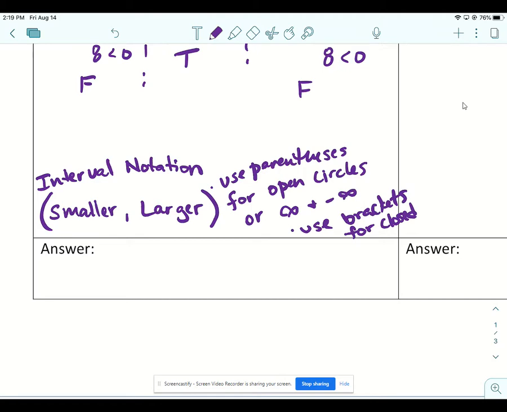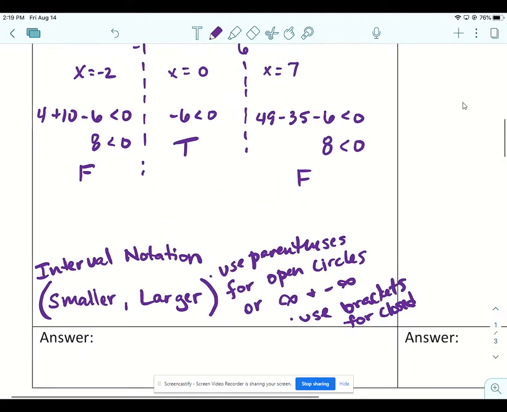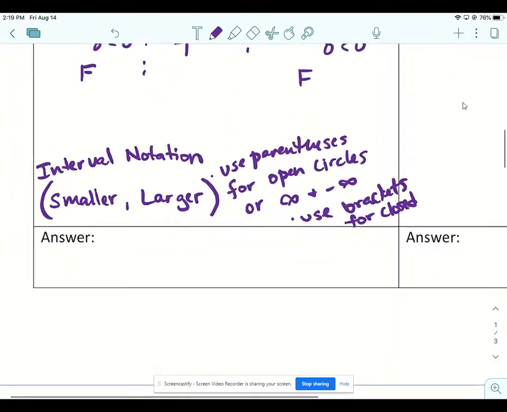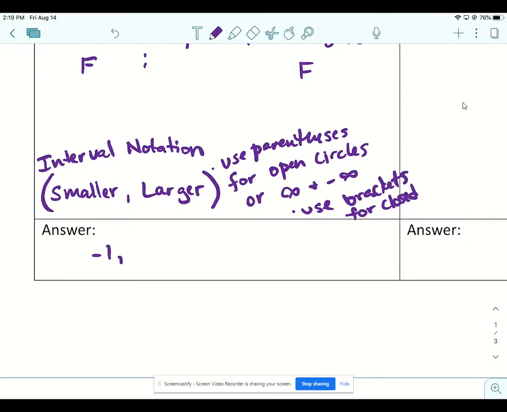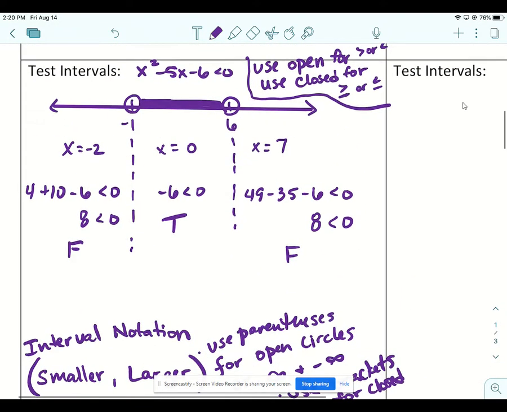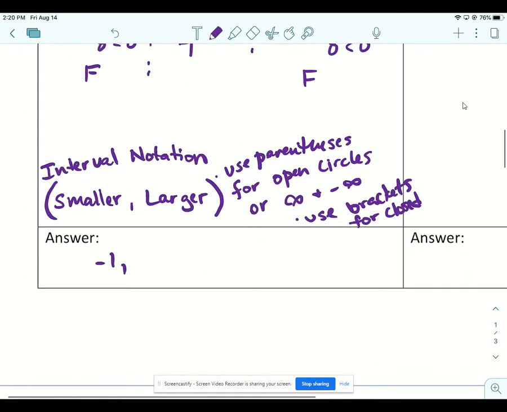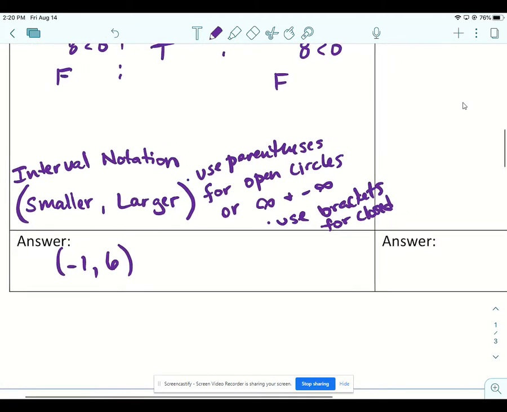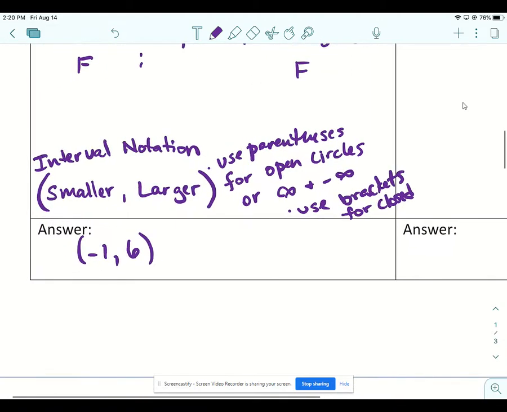Okay, so the smallest number in the solution set is -1, so it's going to go on the left. The largest number in the solution set is 6, so it's going to go on the right. Because they were both open circles, because they were not included in the solution, we used parentheses. All right, now if you're still a little confused about interval notation, hang in there. We're going to do it on every one of them. It'll get easier and easier.